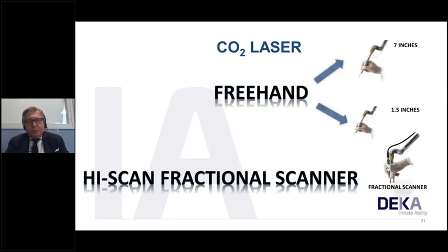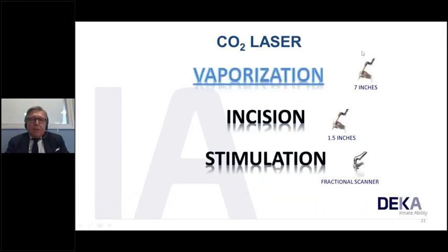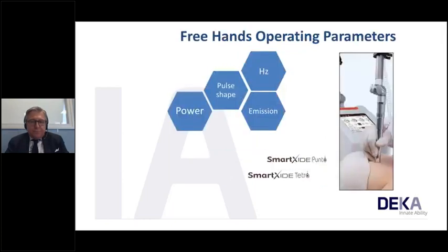Which kind of handpieces can we use with this platform? The freehand with 7-inch and 1 inches that we'll see later on, and the fractional scanner. And even the action on the skin: we can have a vaporization, the incision, and stimulation with the fractional scanner. With the freehand operated parameters, you can pay attention to the power, pulse shape, frequency expressed in hertz, and emission. We can do this with all the models and platforms.